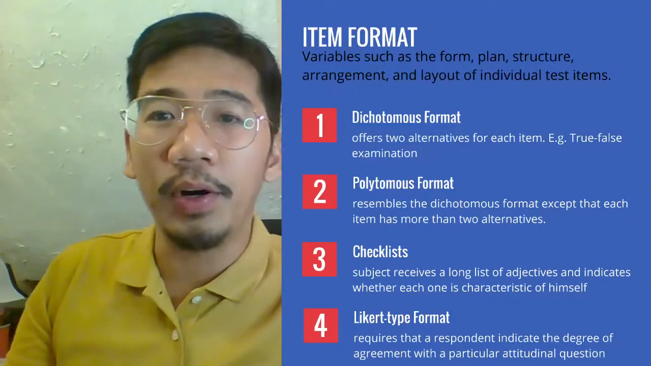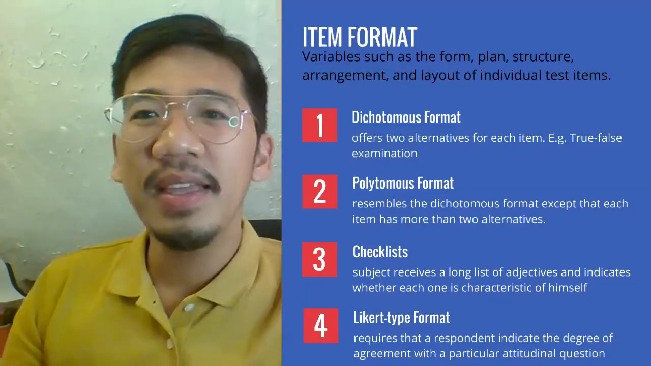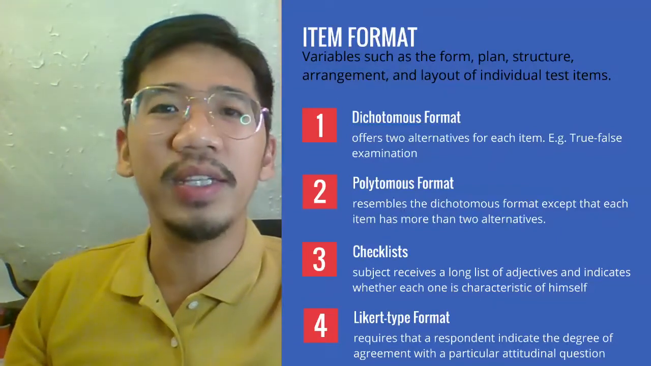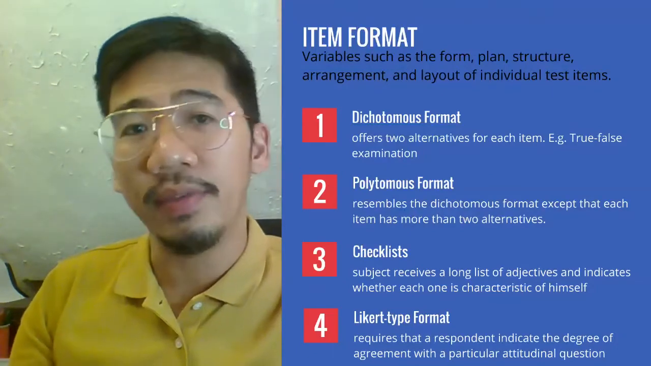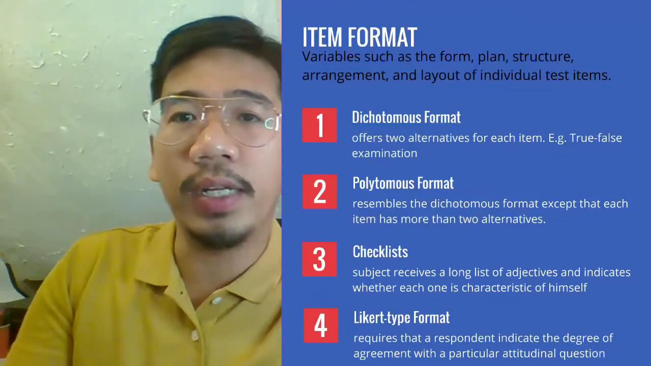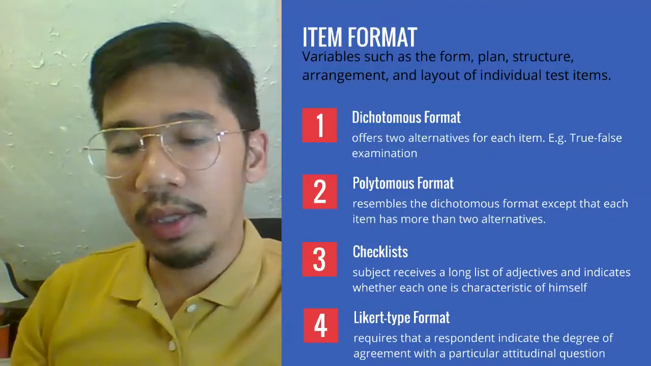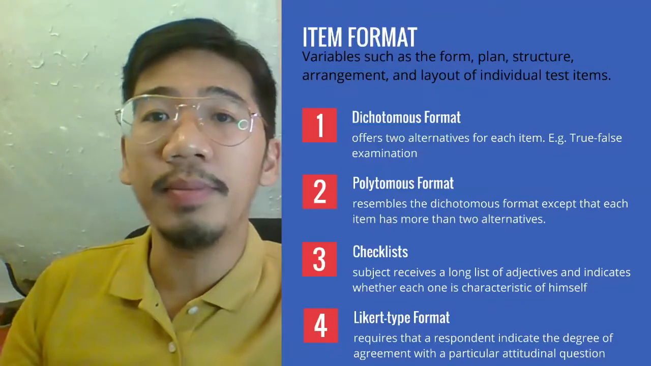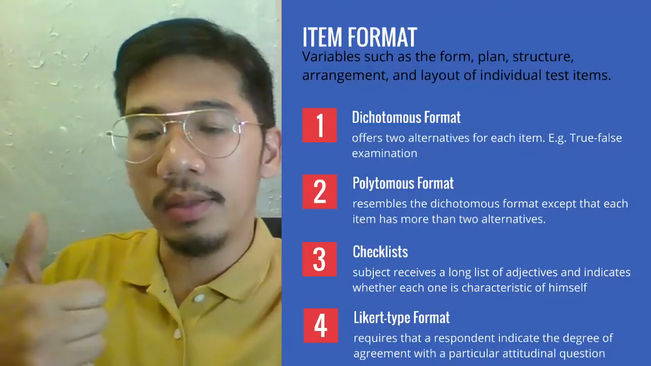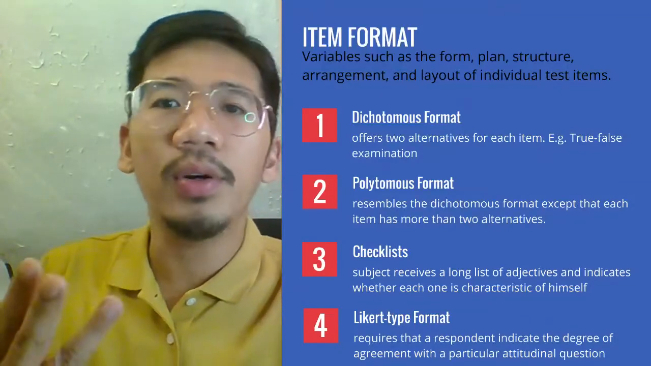Now, the Likert type format, I'm not mispronouncing this. It's actually pronounced as Likert, not Likert. So the Likert type format is actually the most widely used approach to scaling responses in survey research. It requires that a respondent indicate the degree of agreement with a particular attitudinal question. For example, you have a statement like, I like ice cream, and the respondent may choose between strongly disagree, disagree, neutral, agree, or strongly agree.